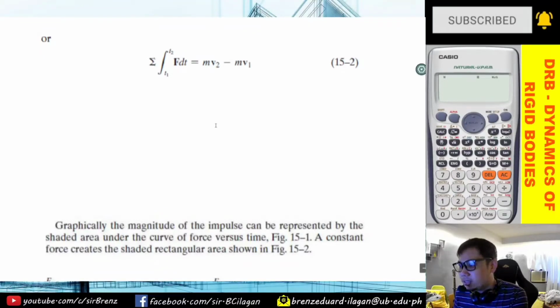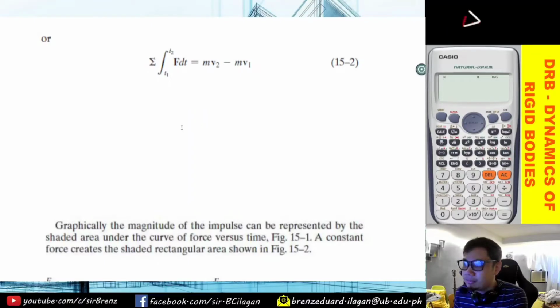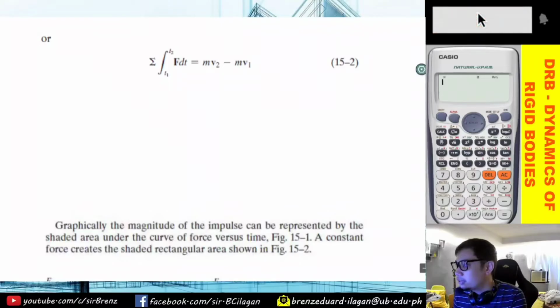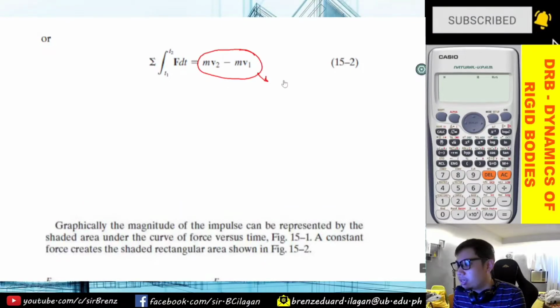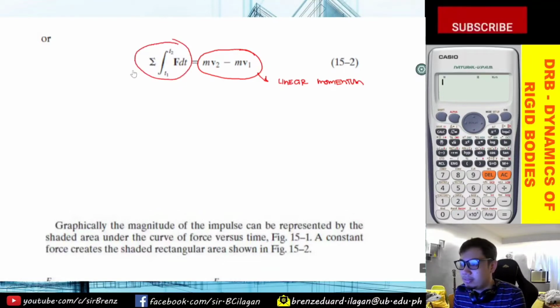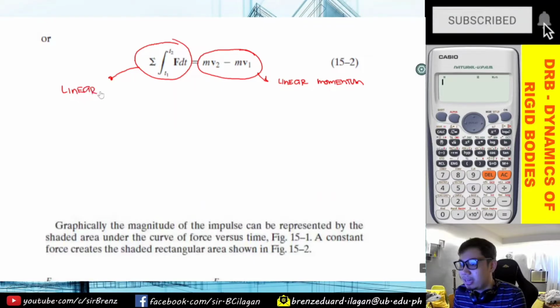Okay, so what is the linear momentum? Guys, ang linear momentum is itong part ng equation na to. This one. So this is our linear momentum. And then yung right side, guys, ng equation natin, this is the linear impulse. So kaya tinawag siyang impulse and momentum, impulse momentum method. Linear impulse.